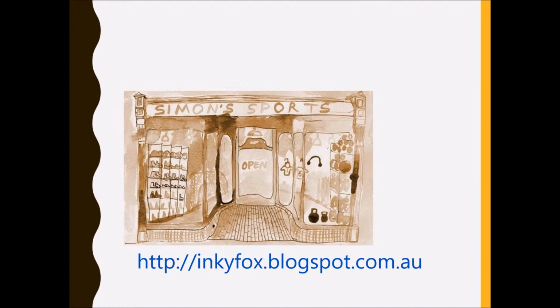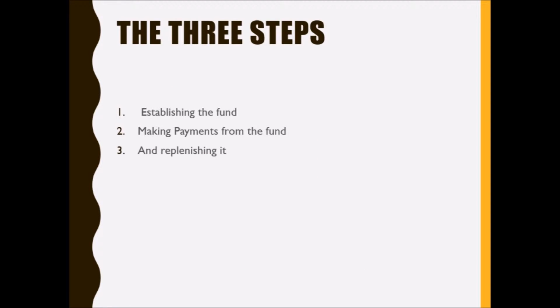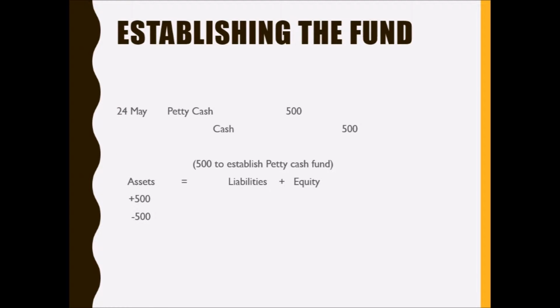There are three main steps when making a petty cash fund: establishing the fund, making payments from the fund, and replenishing it. Establishing the fund is achieved by recording a check needed for the amount of the fund so expenses can be paid. In Simon's case, he needs $500 to pay for expenses. Thus, a $500 check is cashed and placed into the fund as seen in the journal entries.